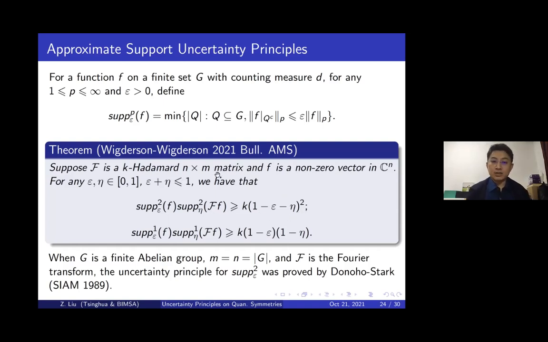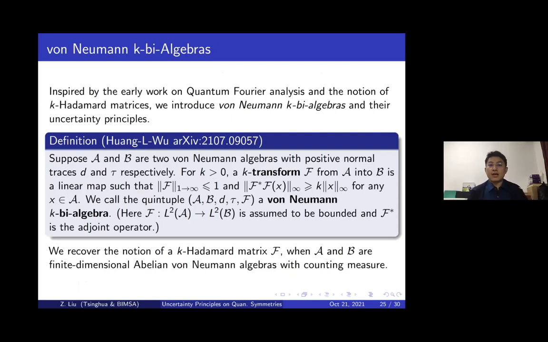And Wigderson, they show that this is true for K-Hartmann matrix, the generalization of the Fourier transform. They still have this inequality. And in the Donoho-Stark paper, they only consider the 2 norm case. And in Wigderson's paper, they also consider the 1 norm case. Now in our work, we also want to consider the inequalities with small perturbations.